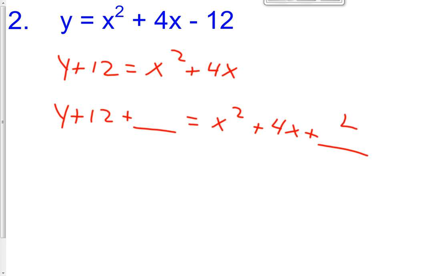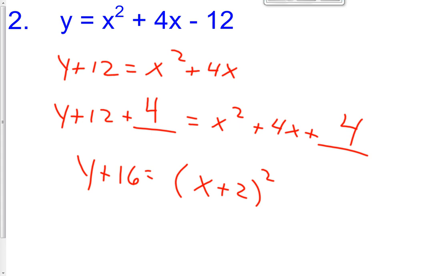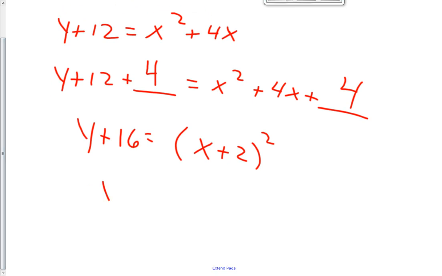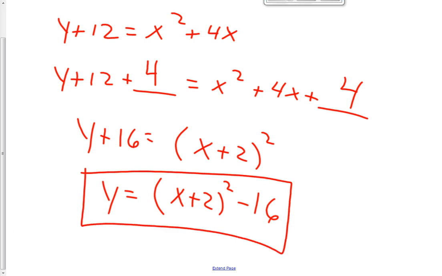Divide by 2, square it, 4. If you had 4 on the right, you added 4 on the left. So you got y plus 16, that equals the quantity x plus 2 quantity squared. And then you subtract 16 from both sides, y equals, rather, the quantity x plus 2 quantity squared minus 16. Hopefully all of you got that when you did that on your own for problem number 2. Let me know if you did not, and I can help you on that when you get to class tomorrow.